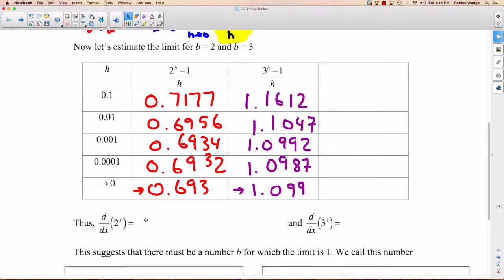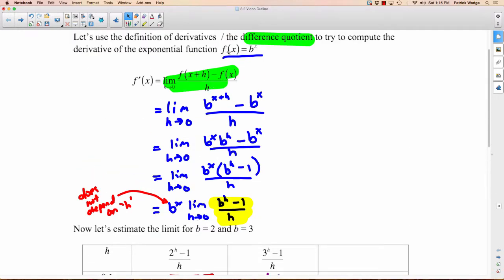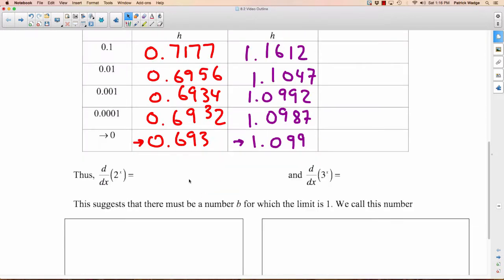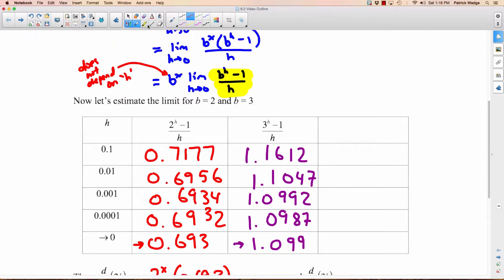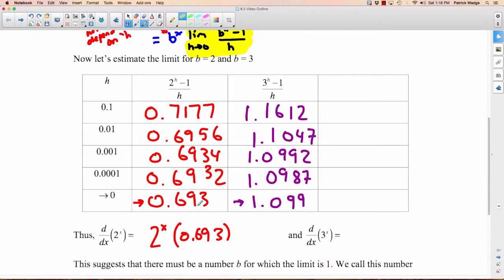So what this means is, if we were taking the derivative of 2 to the x, and let's just look back here again, we said when we take the derivative of b to the x, you end up with the same thing, b to the x, times this limit part right here. So in this case, if I was taking the derivative of 2 to the x, what I would have is 2 to the x, and then that would be multiplied by 0.693, because that's how much we found this highlighted bit. I suppose with the highlight I should include the limit too. We found that the limit is equal to 0.693, so we would have 2 to the x times 0.693.